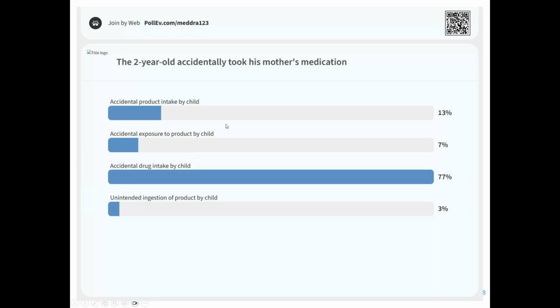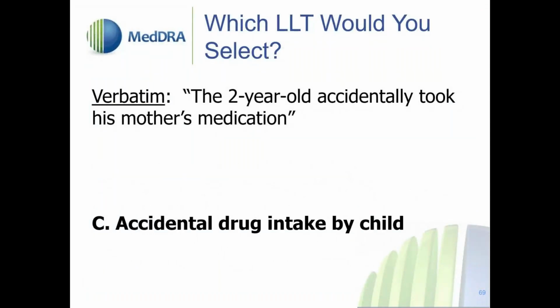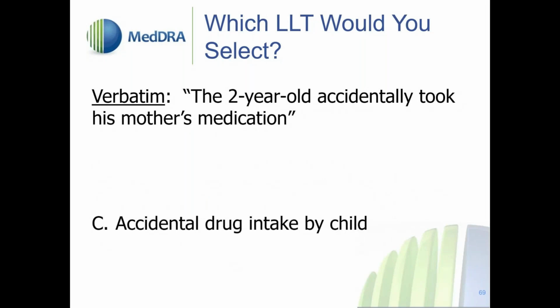The verbatim doesn't use the word ingest, so I'm going to do intake because that's closer to the verbatim. And it is specified in the verbatim as a medication or a drug, which is why it's more specific as accidental drug intake than product intake. But if I'm not sure if it's a drug or if it's something else and it's just a product, or the verbatim tells me product, then I can do the first one. So very happy to see the results here. And yes, you guys are correct. It is accidental drug intake by child. Okay, let's do another one.